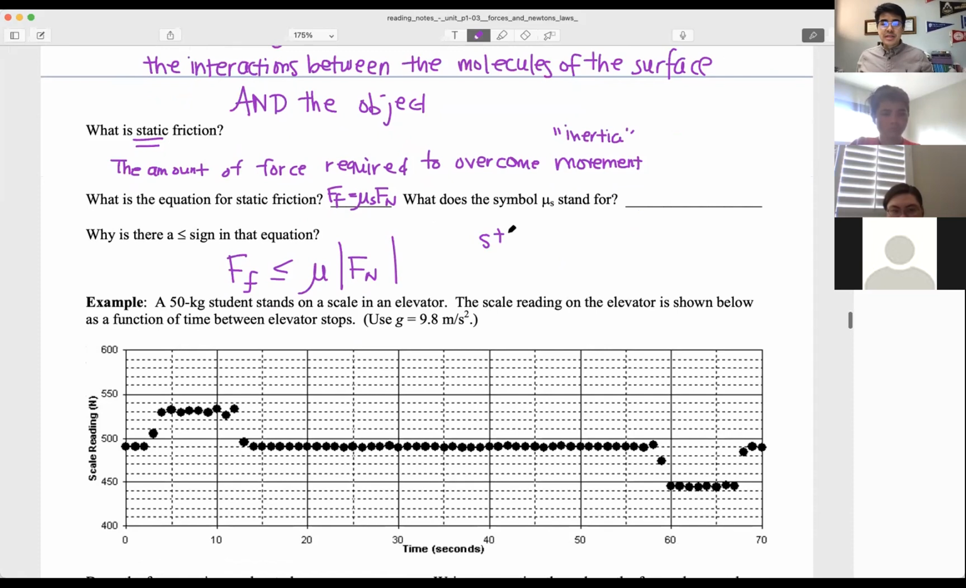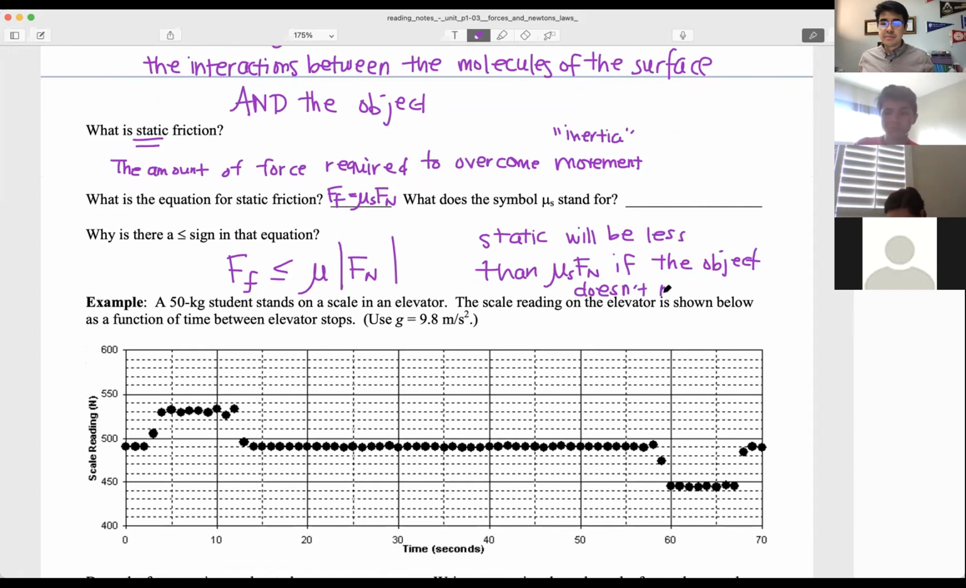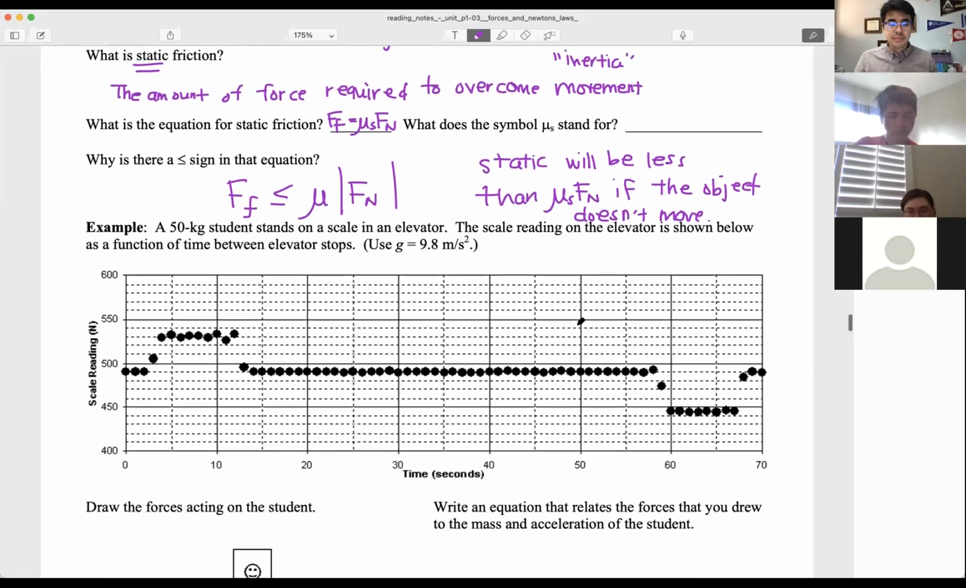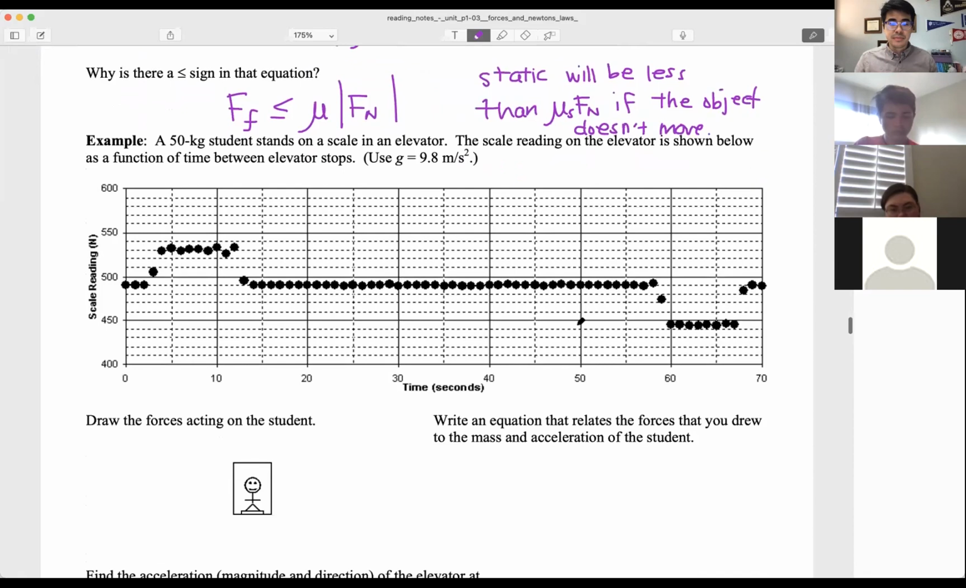So how do we write in a word static friction? Static friction will be less than mu s Fn if the object doesn't move. Cool. Questions on that? Okay.